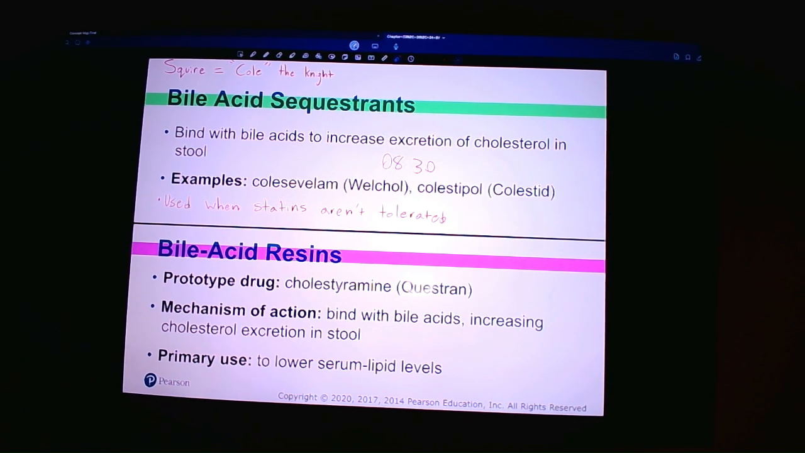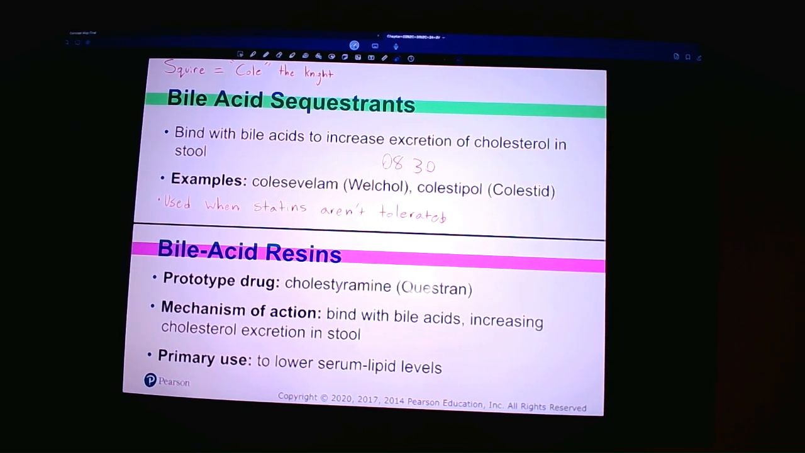And when you eat food, because these are mainly taken with food, they help prevent absorption of fatty acids, right? So lipids. They hold on to them, and then you eventually excrete them through bowel movement. That's what they're ideally for.